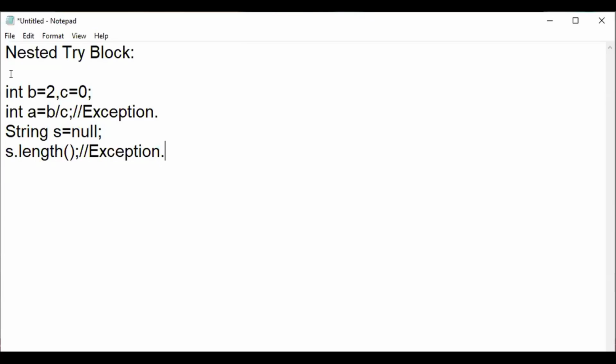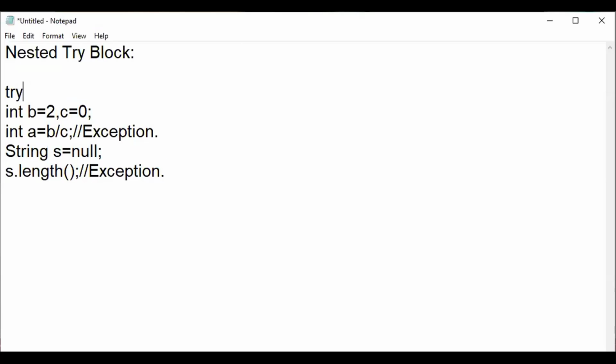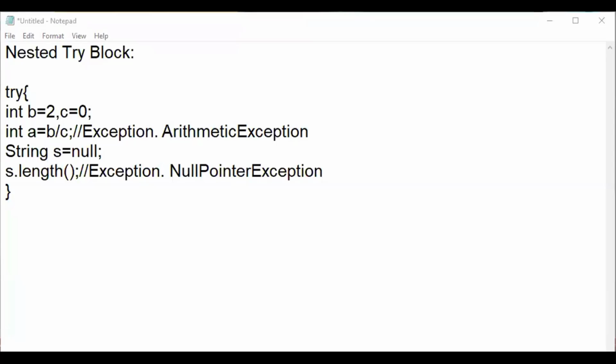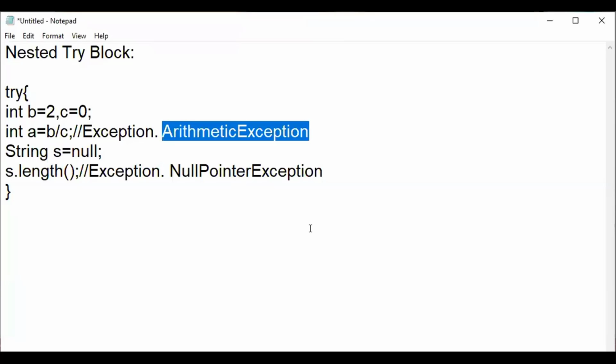Now, if I am enclosing these things under a try block, which is the first exception that will be caught? Arithmetic exception or a null pointer exception? Here it will be raising something called an arithmetic exception. This we have seen in the last classes. Here it will be raising the exception called null pointer exception. If I write this code snippet in a try block, which will be the first exception raised? Ultimately, arithmetic exception will be the first exception raised, right?